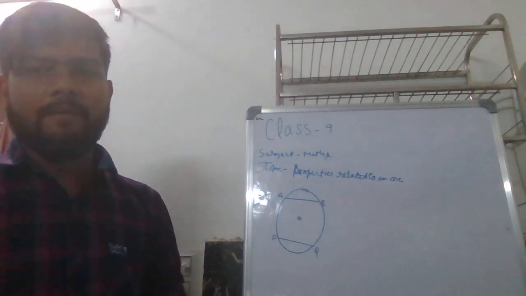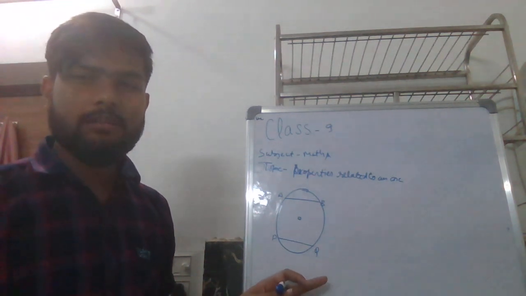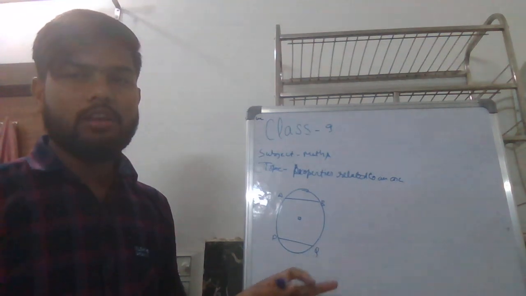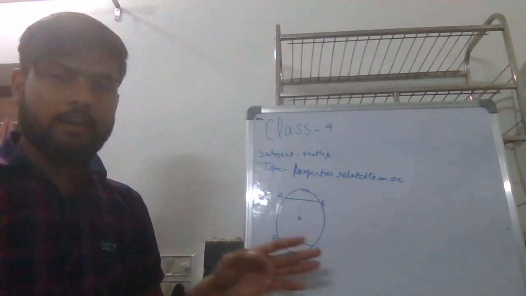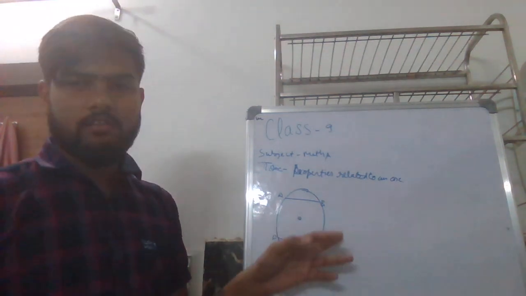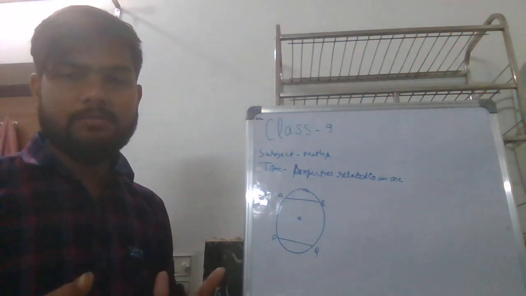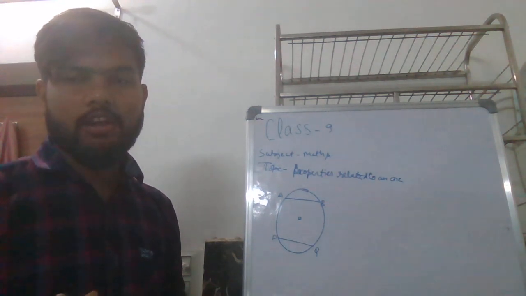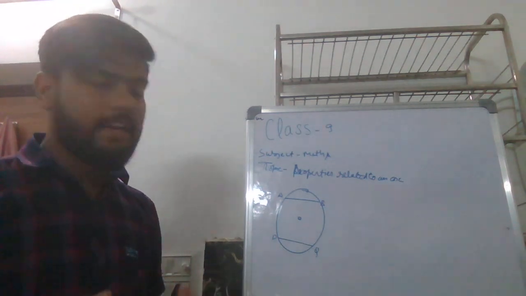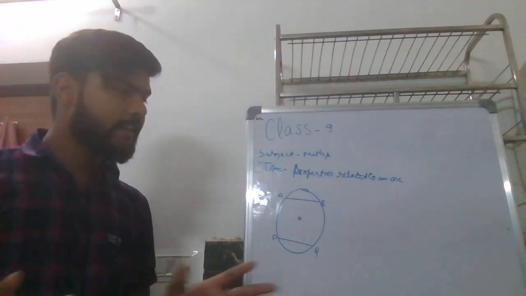If I have two equal chords of this circle, what about the angle subtended by those chords? The angles subtended by two equal chords will be equal. What about the angle subtended by the corresponding arcs of the two equal chords? We will find it is also equal. I hope everyone is clear till now.